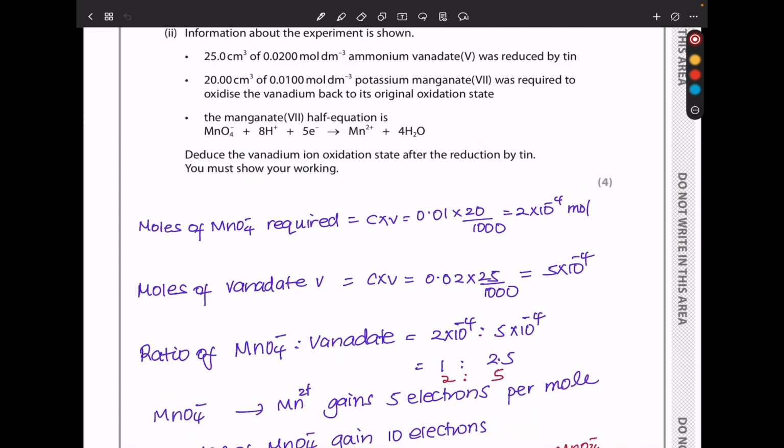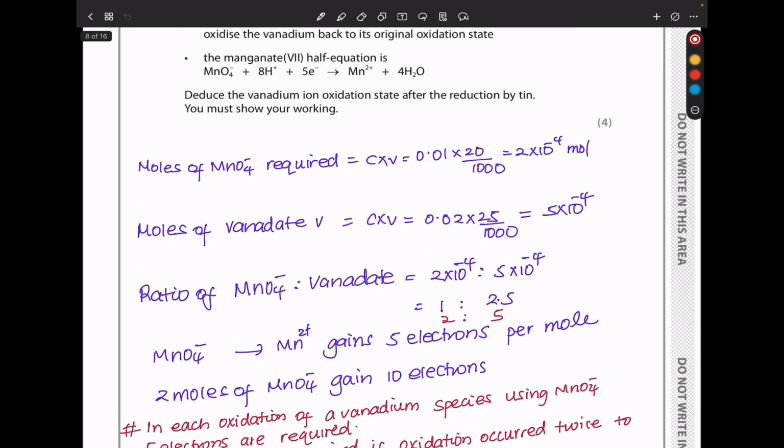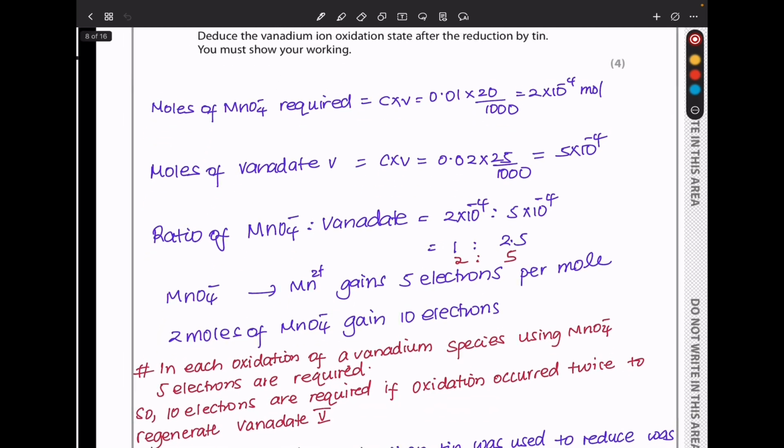So since we're given the concentrations and the volumes, I began by finding the number of moles of manganate 7, which is concentration times volume, and again 0.01 times the volume. I divided by 1000 to convert it to decimeters cubed, and so my moles were that. Also, I found the moles of ammonium vanadate, still concentration times volume, in decimeters cubed, and I got that. Now, the ratio of manganate to vanadate is going to be that to that, which gave me a 1 to 2.5, which you could possibly convert to 2 to 5.